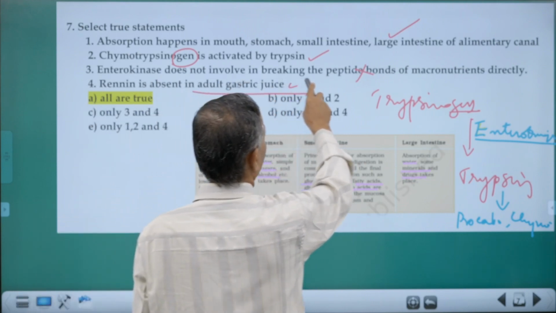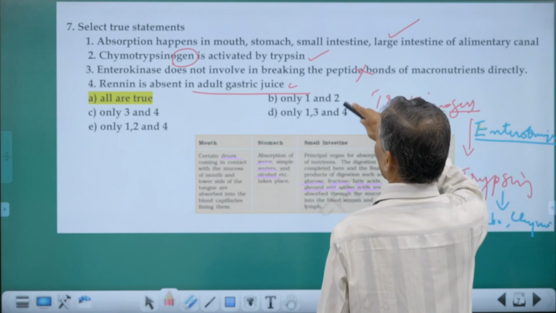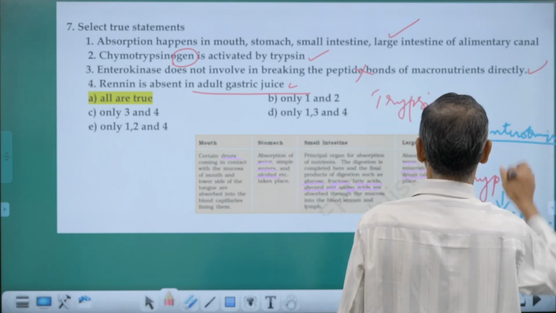Enterokinase does not directly involve the breaking of peptide bonds of macronutrients. It is only an activating enzyme. That's why it is also correct.